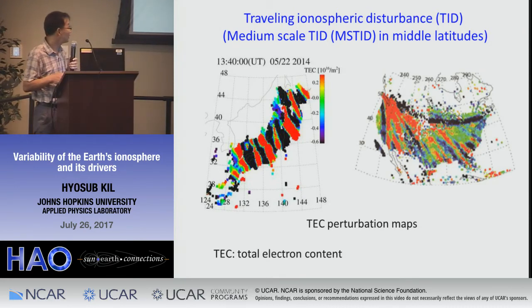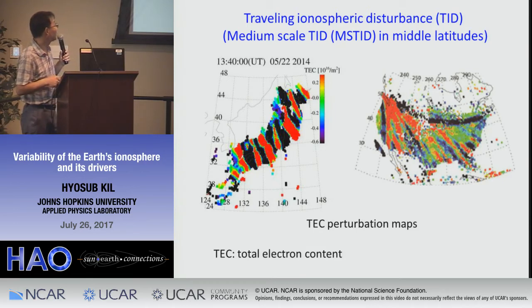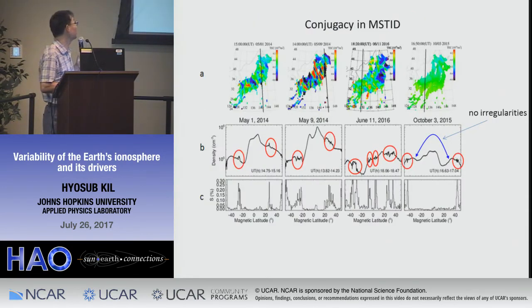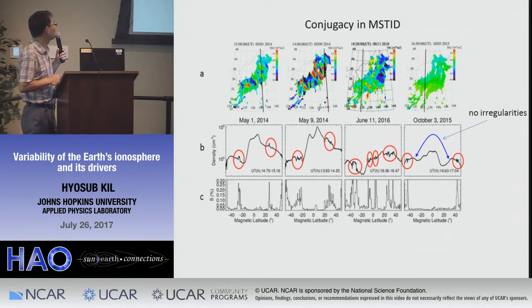If you go to the middle latitude, the most distinguishing phenomenon is traveling ionospheric disturbances, with special wavelengths and special propagation speed. This TID is called medium-scale traveling ionospheric disturbance. And this is the total electron content perturbation map in Japan and the US. You can see this kind of wave structure. This structure is propagating west to southward, and the same in the northern hemisphere in the United States. These are called MSTID.